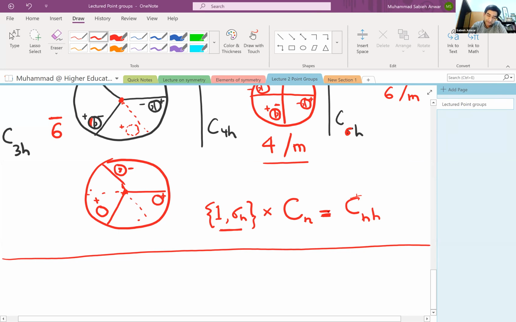Which operations? The mirror and the rotation? Yes, they commute.